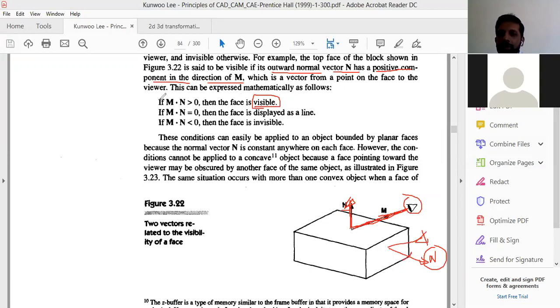That is the product of m into n, viewing vector into normal vector. If it is greater than 0 for every face of the object, it is going to be visible. If it is equal to 0, then it is going to be displayed as a line.